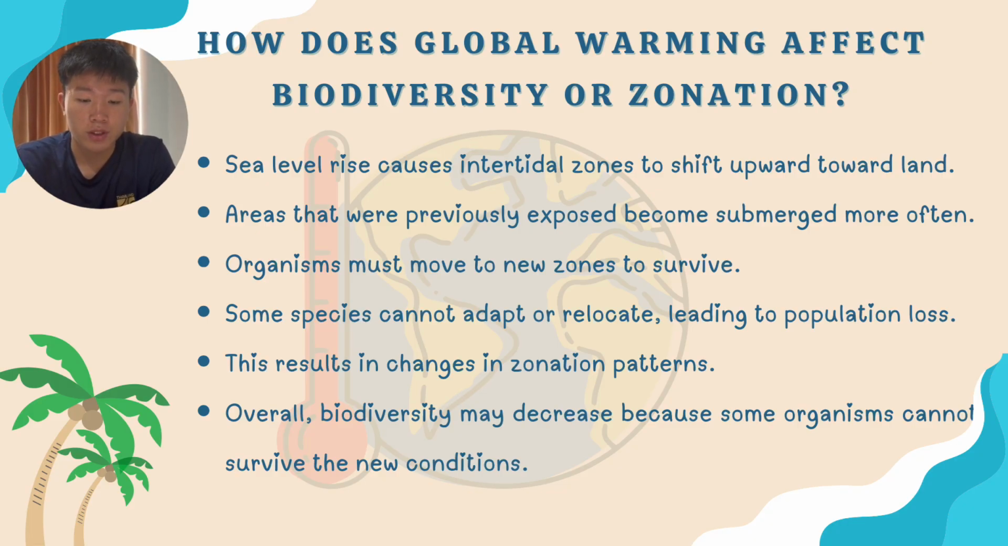Fifth, this results in changes in zonation patterns. As different species move, disappear, or adjust to new environments, the natural zonation patterns along the shoreline begin to change, altering the distribution of organisms in each ecological zone. The last one, overall biodiversity may decrease because some organisms cannot survive the new conditions. Overall, global warming may reduce biodiversity in coastal ecosystems because some organisms are unable to tolerate the new environmental conditions or compete successfully in the newly formed habitats.